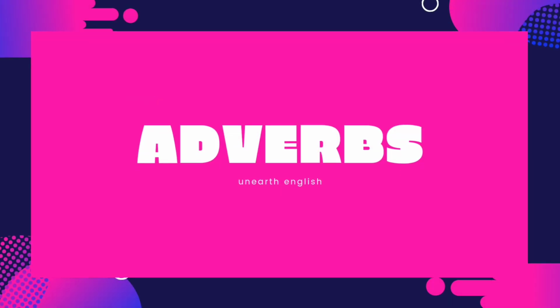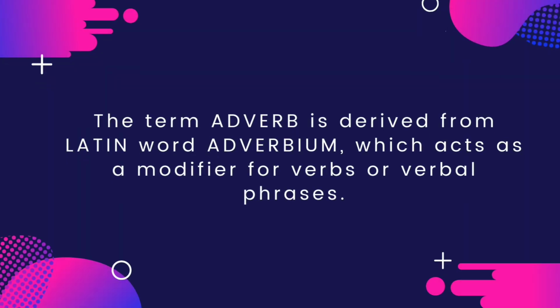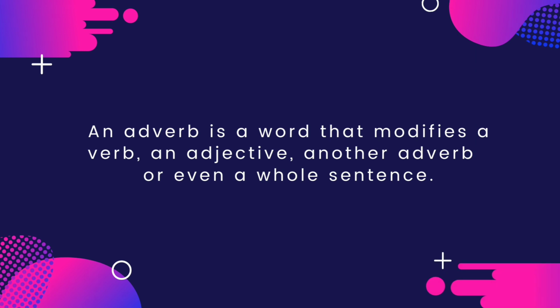In this video, we will learn about adverbs. The term adverb is derived from the Latin word adverbium, which acts as a modifier for verbs or verbal phrases. An adverb is a word that modifies a verb, an adjective, another adverb, or even a whole sentence.